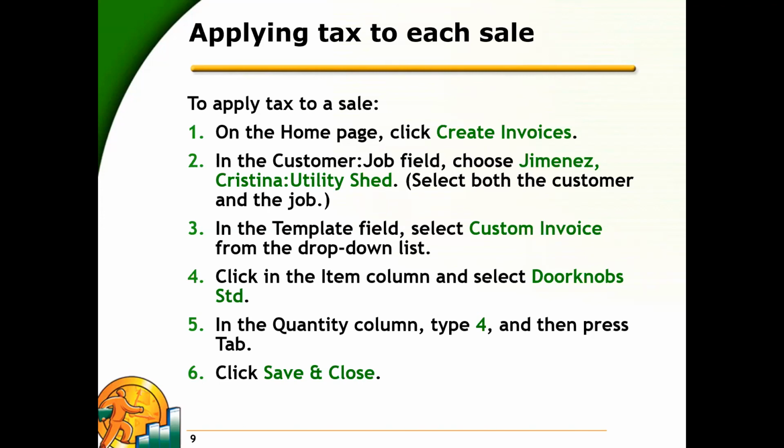In the template field, select the custom invoice from the drop-down list. Click in the item column and select doorknob stands. Again, we're talking about the physical item here, a piece of hardware. In the quantity column, type 4, then press tab and click to save. Now we've entered an invoice for this specific customer and told it that there were 4 doorknobs. In this case, this would be a taxable event because this is a physical item that you are then going to mail or send out to the specific job site. Click Save and Close.